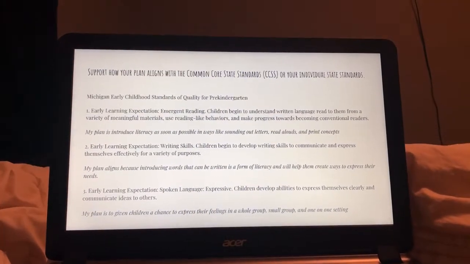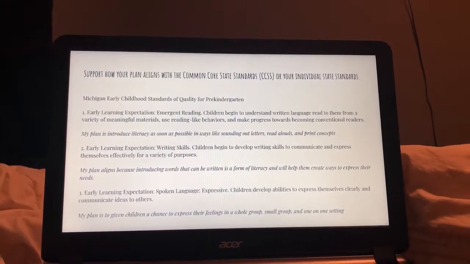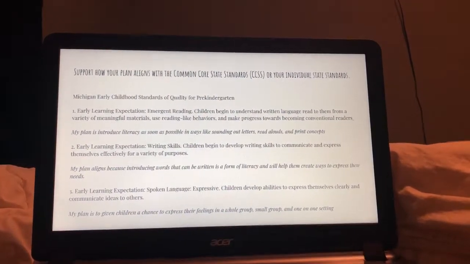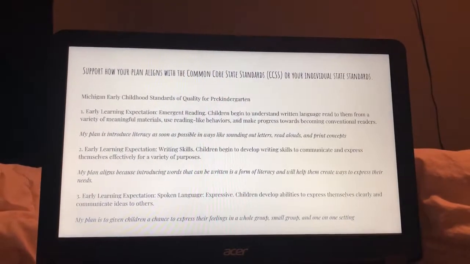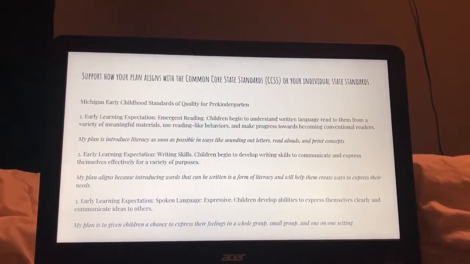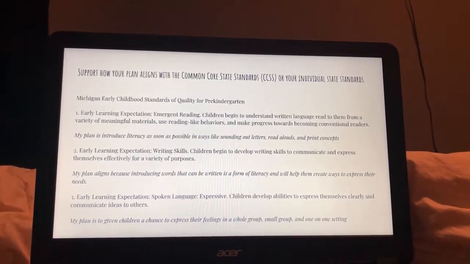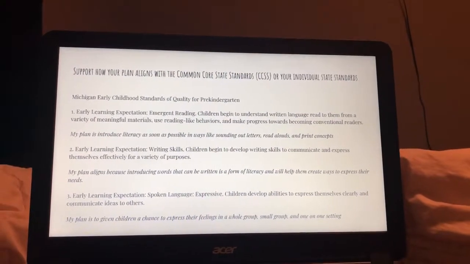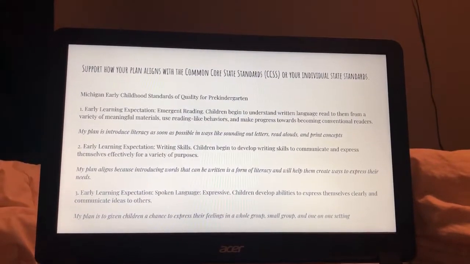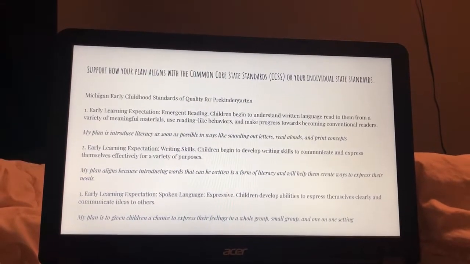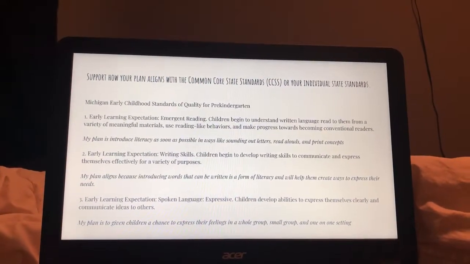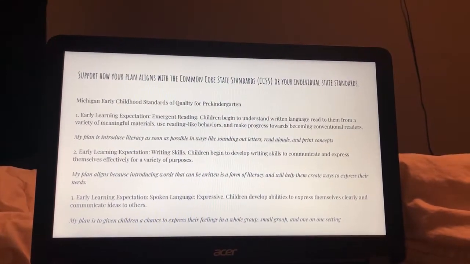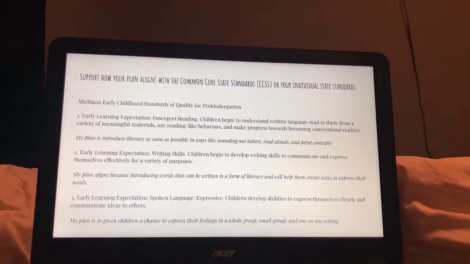And my plan is to introduce literacy as soon as possible in ways like sounding out letters, read-alouds, and print concepts. Another expectation is writing skills. Children begin to develop writing skills to communicate and express themselves. So my plan would be to introduce words that can be written in a form of literacy and will help them create ways to express their needs.